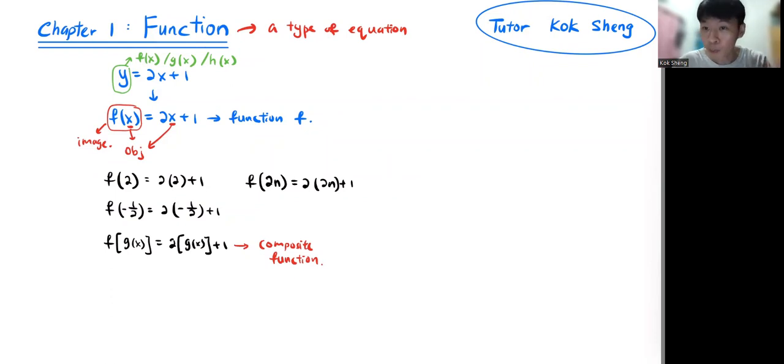So I think so far until here should be okay for you about the function. Still okay. Okay, I continue here. Now you know what a function is, and you know what a composite function is. And now one more function you have to know, which is called the inverse function.